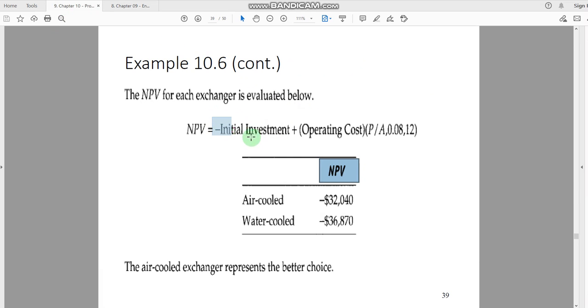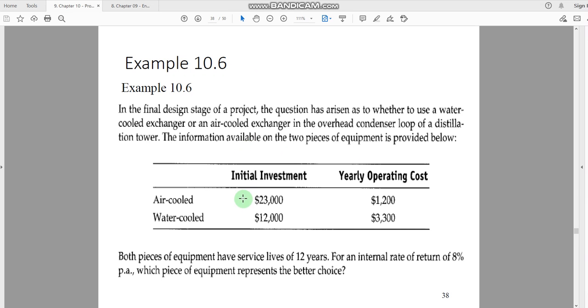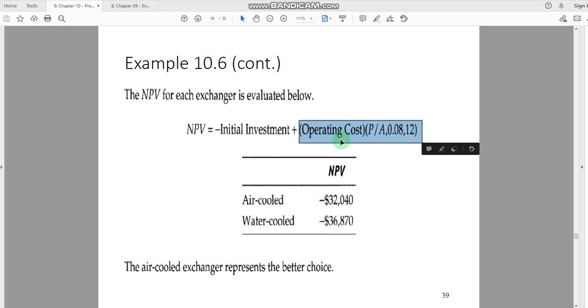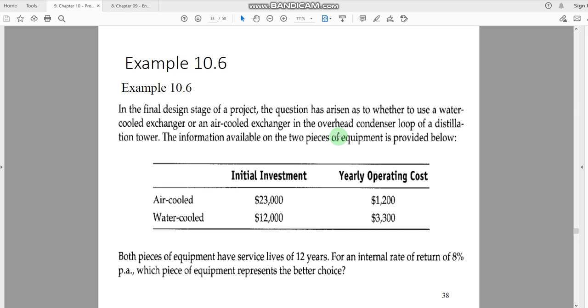So we can start with this one. The net present value starts with the initial investment that we made, so that will be minus 23,000. Then we have to include the operating cost and find the present value of the operating cost. With operating cost, we are spending money, like the money we spend on the initial investment, so we have to use the negative sign here. So minus 23,000 minus 1,200 operating cost, which we can now call an annuity.